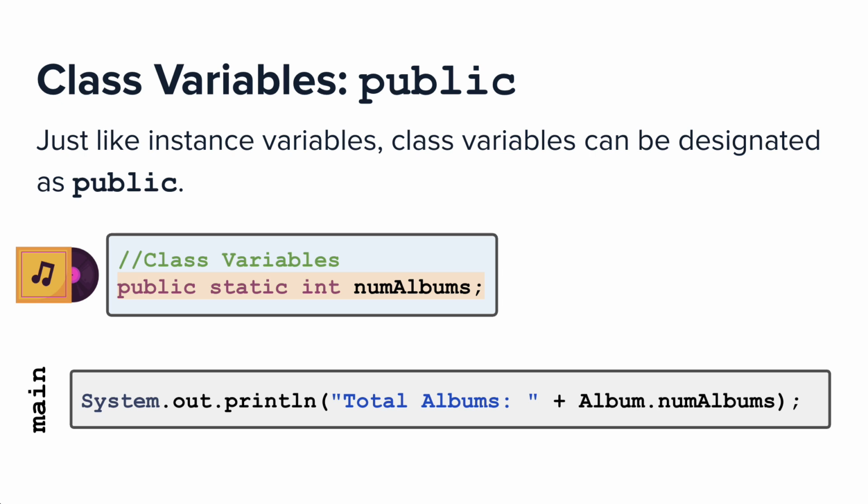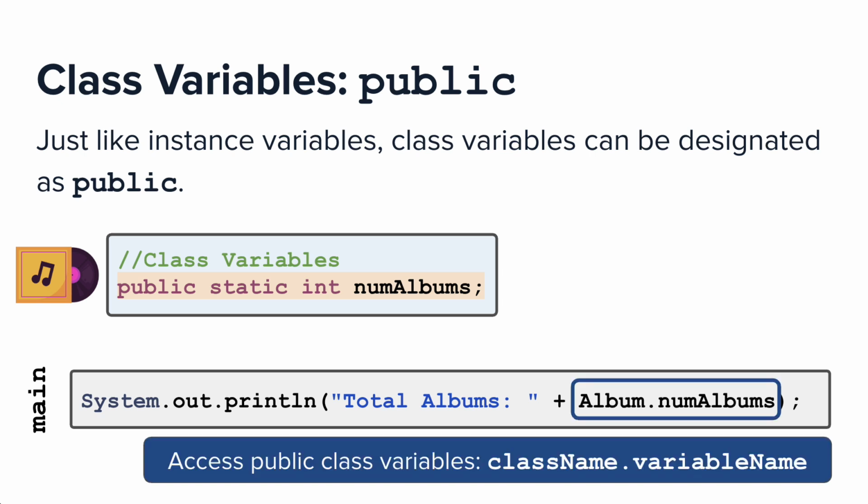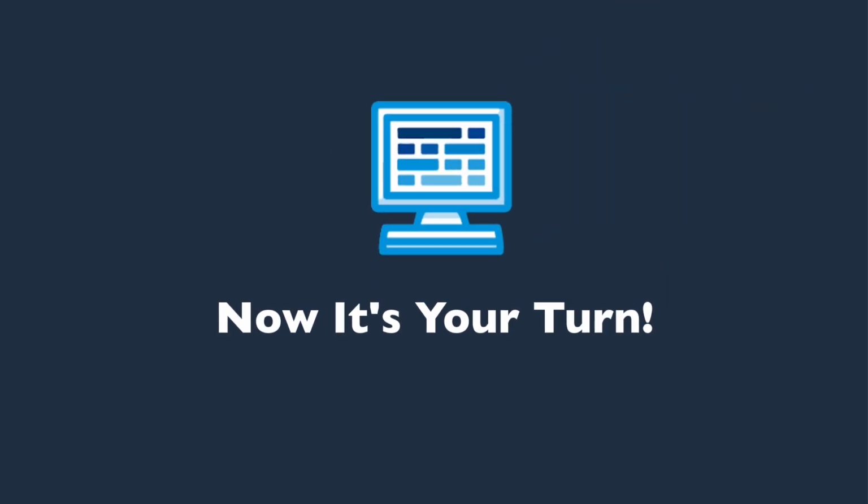Similarly, just like instance variables, class variables can be designated as public as well. If you want to access a public class variable, use the structure className.VariableName. Now that you know more about class variables and methods, it's your turn to create and use them in your programs.